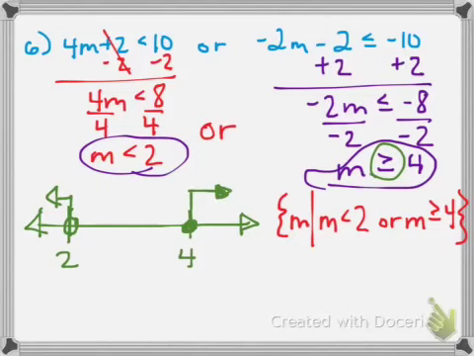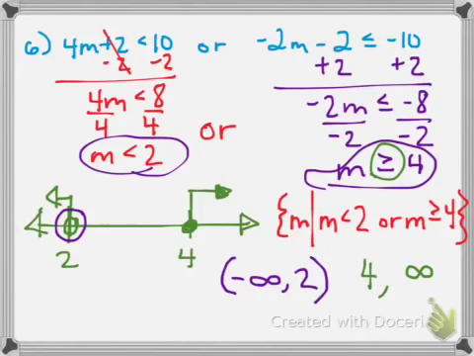When I'm using interval notation, I write them separately. For m is less than 2, I know I can go from negative infinity all the way up to 2. With infinities, I use parentheses, and since this is an open circle, I'll also use parentheses again. And then let's write interval notation for m is greater than or equal to 4. I know I can go from 4 all the way up to infinity. Infinities get parentheses, and since I'm using greater than or equal to, it will get a bracket.